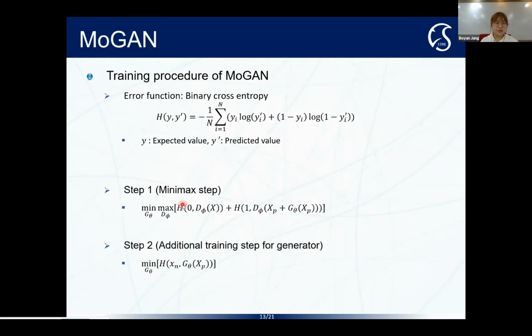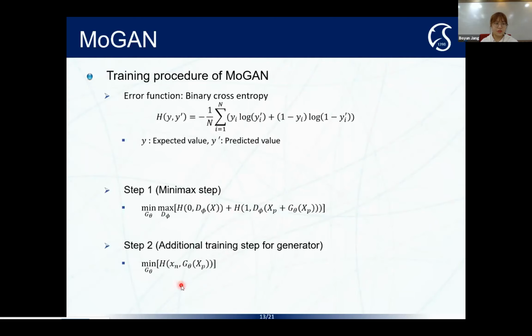If there is only the first step, that is, the training of GAN only, the generator will only be trained to deceive the discriminator. However, the purpose of the generator is to predict the next point, not only to deceive the discriminator. That is, the generated next point should be the same as the real next point. If the generator is not trained well, then the discriminator's classifying ability will also be degraded, and this will degrade the whole training process of MoGAN. That is the reason why we added the additional step.